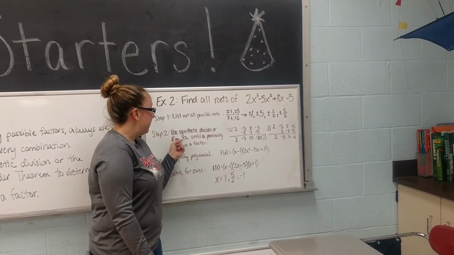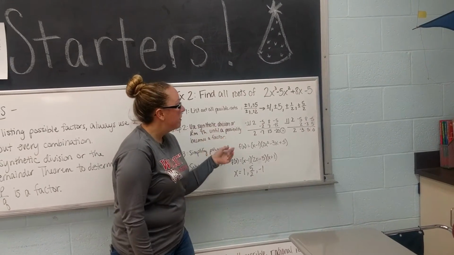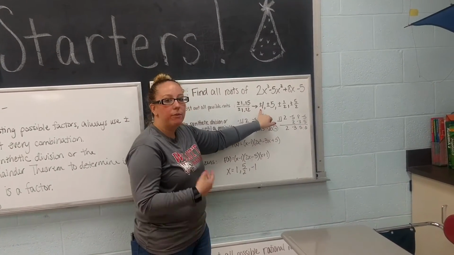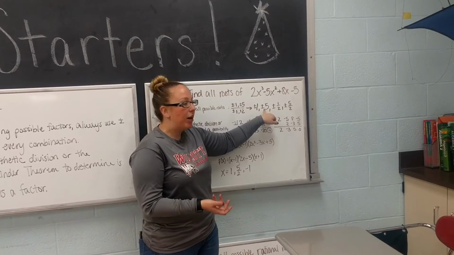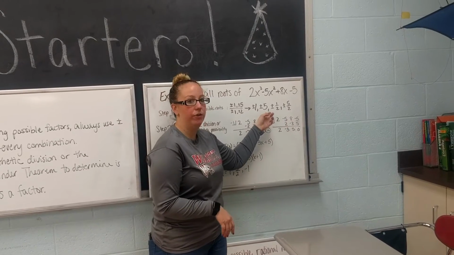When you use synthetic division or the remainder theorem to figure out if 1 is a factor or not, I would start with your 1. So try 1, try negative 1, try 5, try negative 5. These fractions I would try last. Don't try them first. Try your whole numbers first.